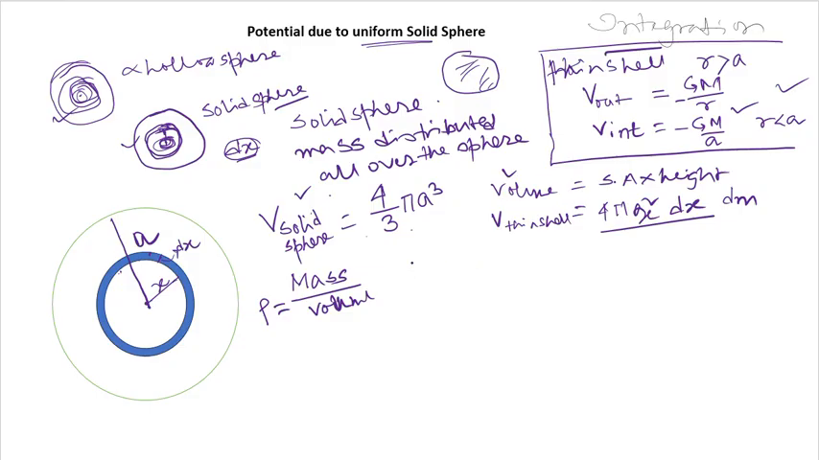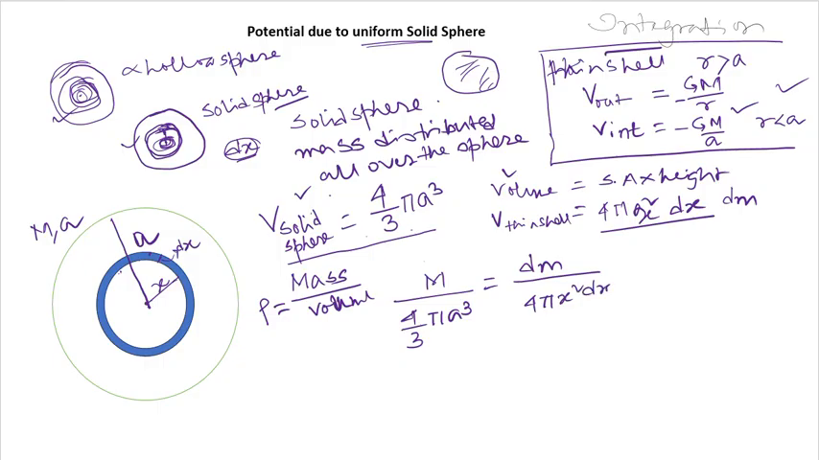Now what is rho for the first sphere, having mass m and radius a? As rho is the same, the mass of the full sphere, m divided by 4 by 3 pi a cubed, mass divided by volume, equals the small shell I have taken out, that is dm divided by 4 pi x square dx.